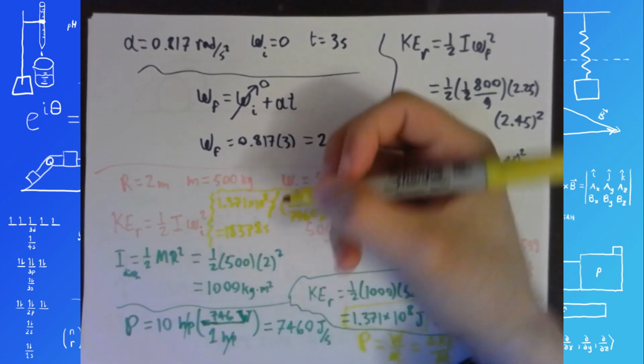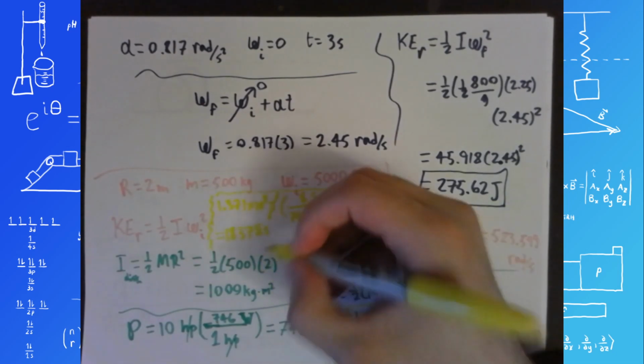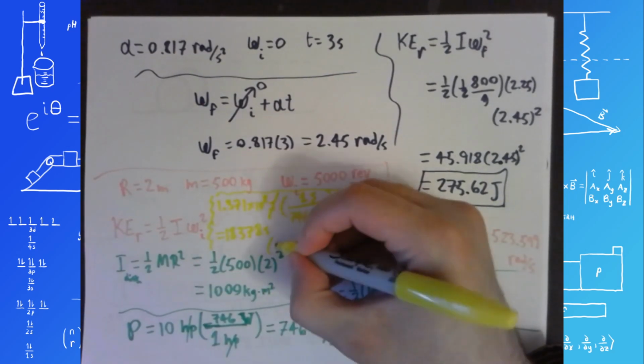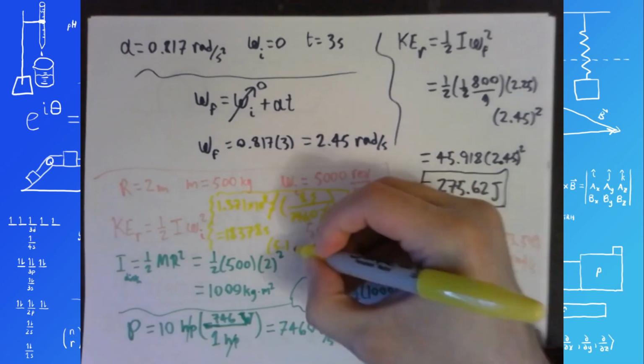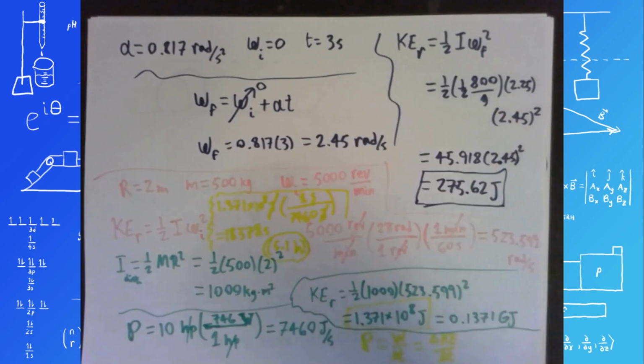18,378 seconds, which is not very intuitive for us. So let's divide it by 60 to see how many minutes that is. That's 306.3 minutes. If I divide that by 60 again, that's 5.1 hours. Which is actually pretty good.